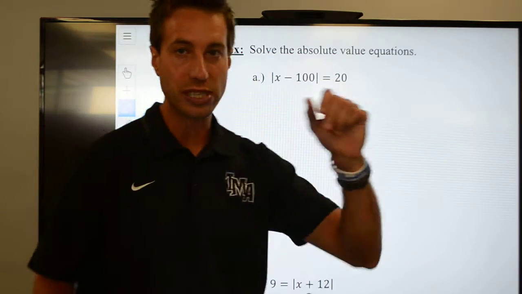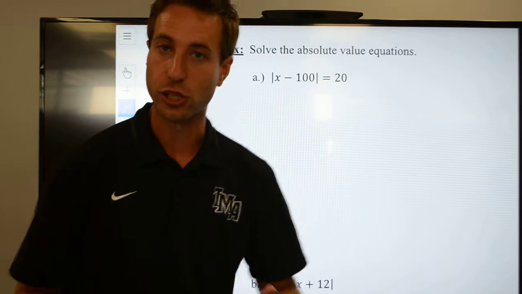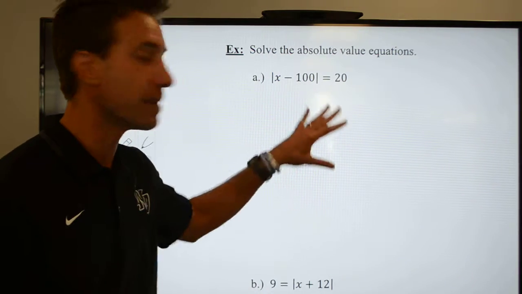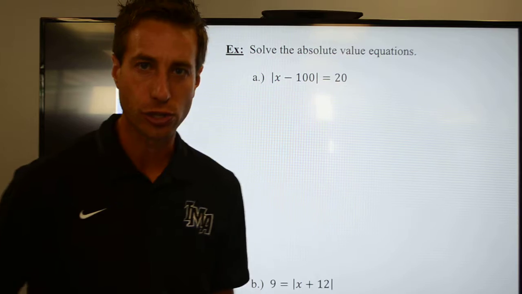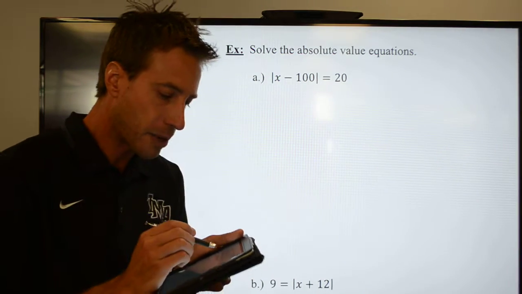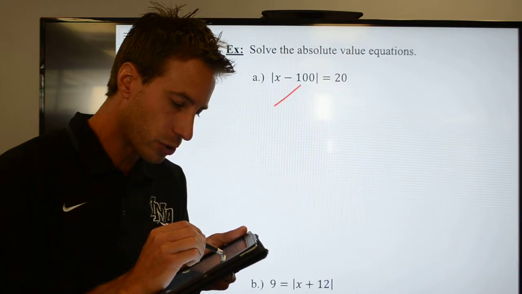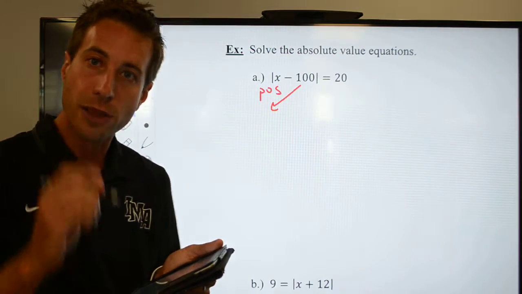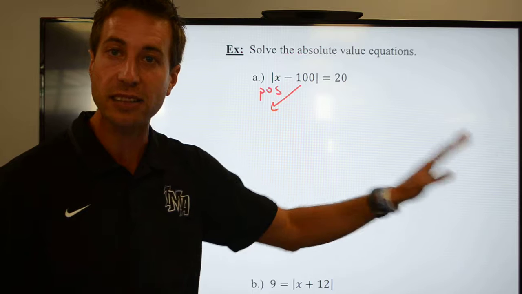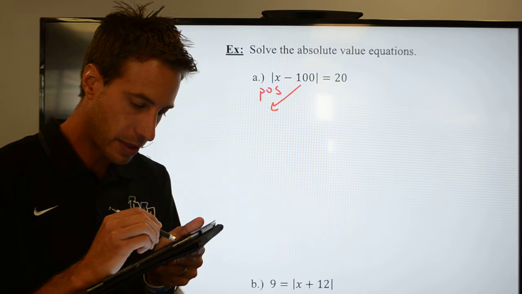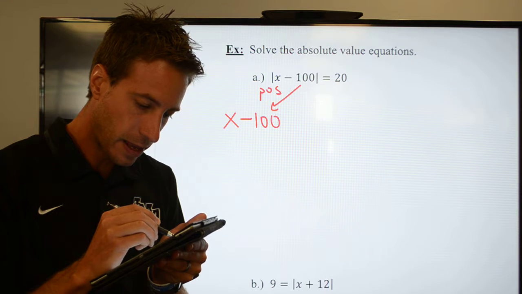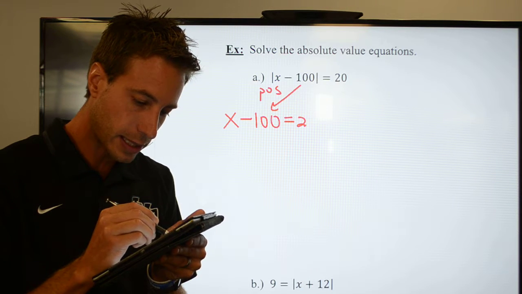Remember, we said you will need to solve two equations. You will need to solve a positive and a negative version. I'm going to try to do them in different colors for you here, just so that you can see the difference. I'm going to do this first one right over here. We'll do the positive in red. The positive version will be exactly the way it's written. X minus 100 is equal to 20.